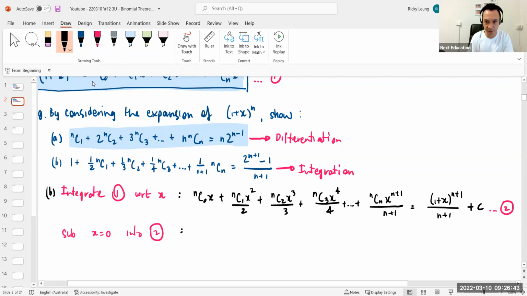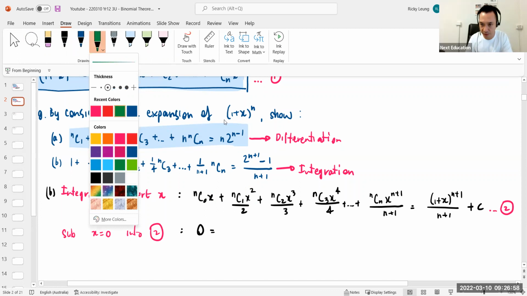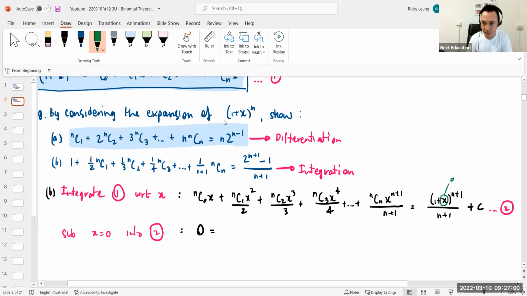So guys, zeros to everything. For this purpose, if these are all zeros, let's shortcut our working out. 0 on this side equals, now, if I sub 0 into here, this guy just becomes 1, doesn't it? 1 to the power of anything is 1, over n plus 1, plus c. Therefore, this gives me c equals negative 1 on n plus 1.